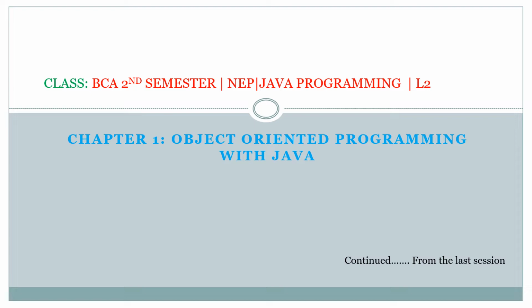So this session is continued from the last session. In the last session, we discussed the basic concepts of object oriented programming, like object, class, data abstraction, data encapsulation, inheritance, polymorphism, and dynamic binding.